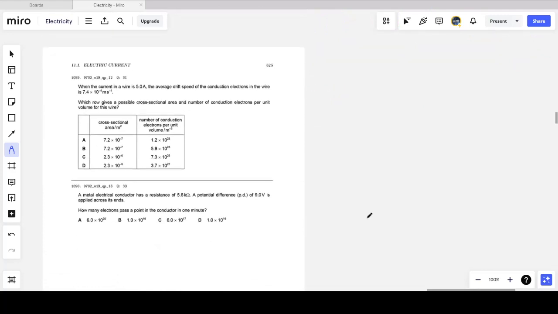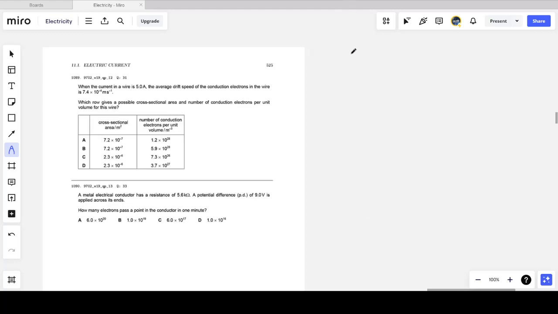The next question is 1088 from the winter 2019 exam. It's question paper 1, variant 2, and it's question 31 from the paper. And we are told that there's a current of 5 amperes in a wire, and the drift speed of the conduction electrons is 7.4 times 10 to the minus 4 meters per second. And we want to know which row gives a possible cross-sectional area and number of conduction electrons per unit volume for this wire. Okay, so this is a bit of a different question.